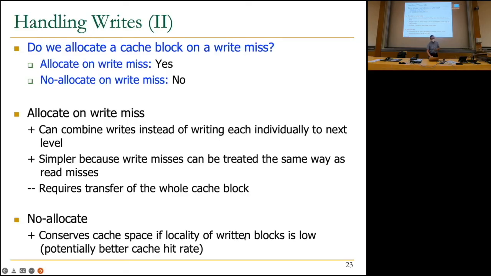If the locality of written blocks is low, as we just discussed, you get potentially better cache hit rate. So the decisions in the end very much depend. A lot of the caches today are allocated on write miss, but a lot of caching decisions today are also very much trying to guess the access patterns in some way. So both for reads and writes, they may not allocate blocks.